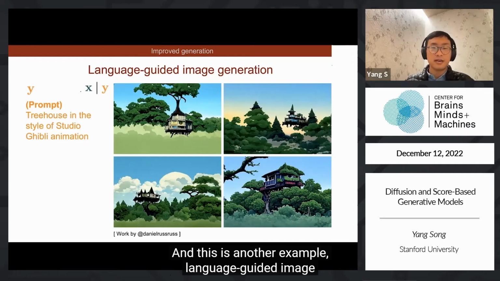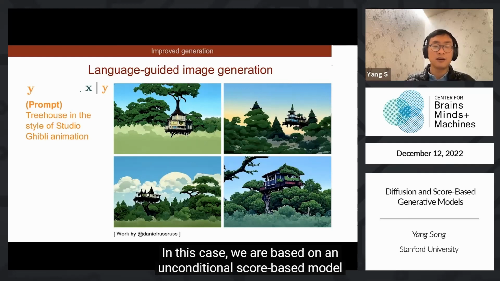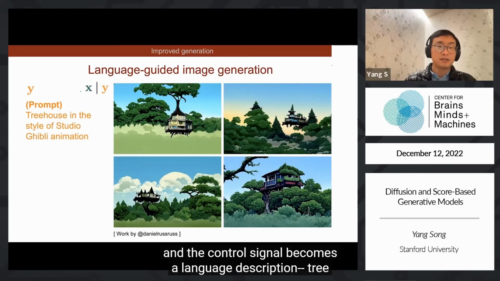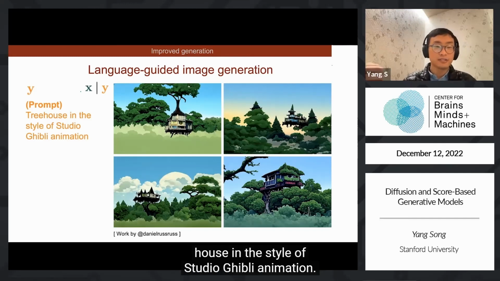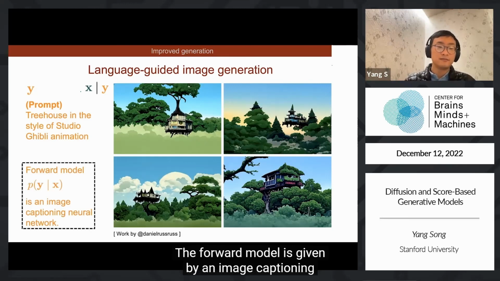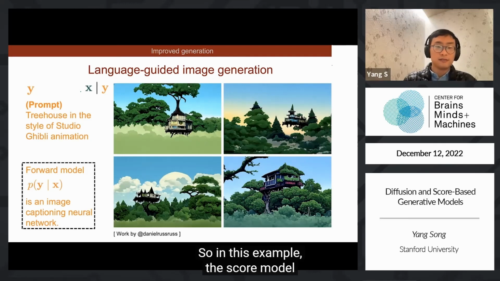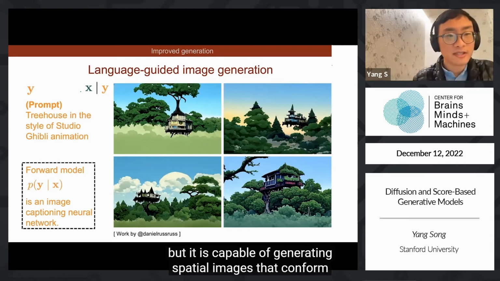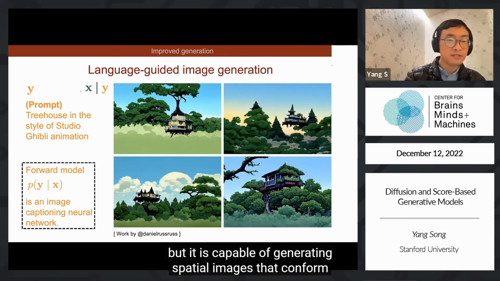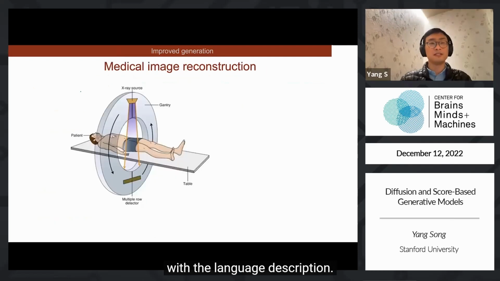And this is another example, language-guided image generation. In this case, we are based on an unconditional score-based model. And the control signal becomes a language description, treehouse in the style of Studio Ghibli animation. The forward model is given by an image conditioning neural network. So in this example, the score model has no knowledge of language at all, but it is capable of generating spatial images that conform with the language description.